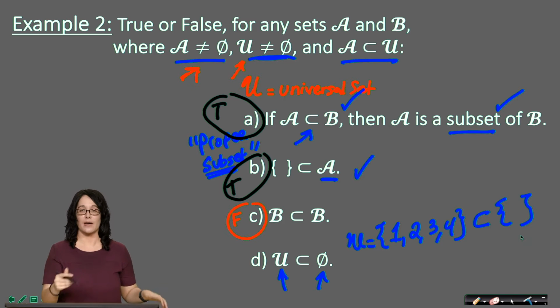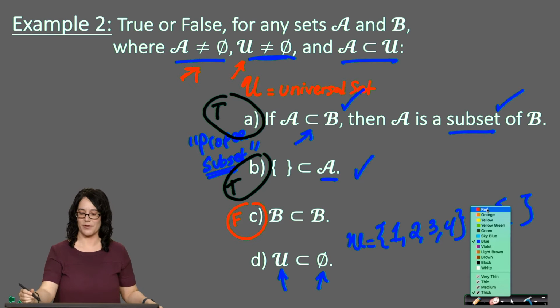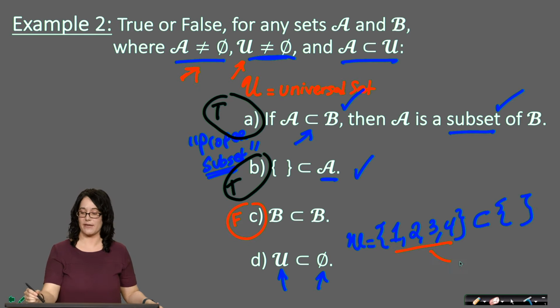So by definition, unless we were talking about a situation where the universal set was empty, then it would be a subset of the empty set. It wouldn't be a proper subset because they'd be equal. So in this case, this has to be a falsehood, right? You don't see any of these elements, let alone all of these elements in the empty set. So this must be a falsehood for that reason. All right.